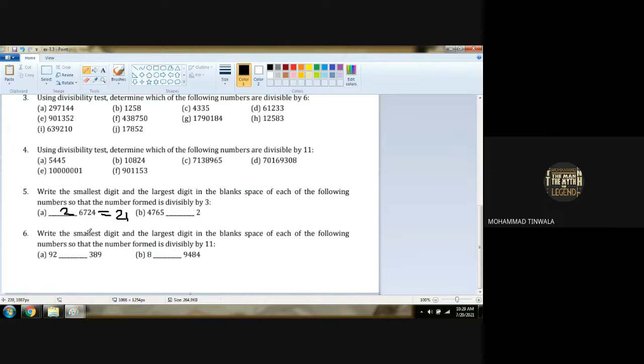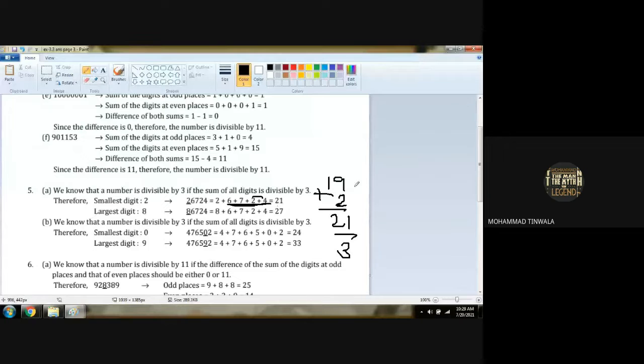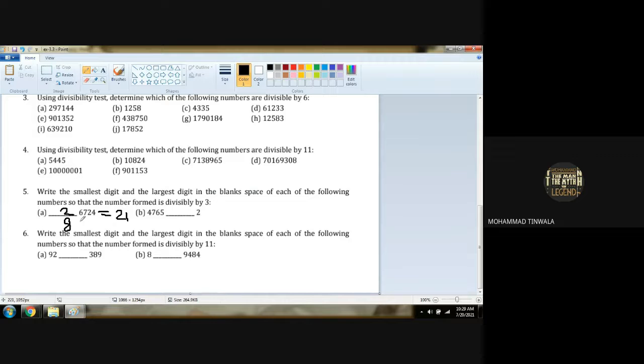Are you getting it? Yes, sir. And the greatest number we can add will be 8. Why? Because you got 19 here. Add 8 to 19, then only you will get 27, which is divisible by 3. If you add this 8, you will get 27, which will be divisible by 3. Have you got the smallest and the biggest number? Yes, sir.